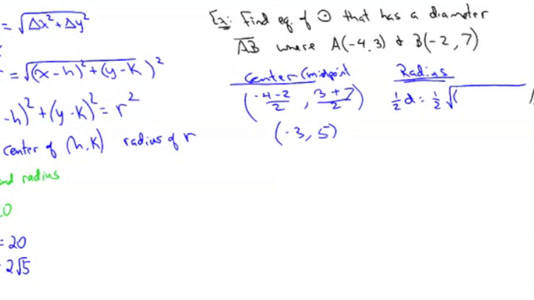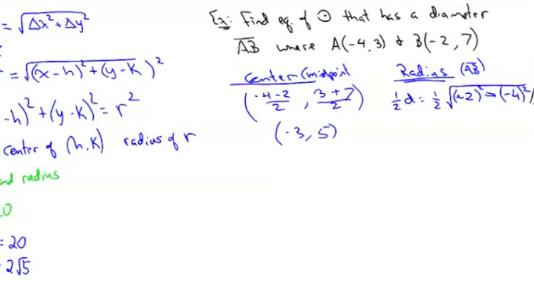What's the change in x? Between A and B, it would be -2. -4 minus -2 is negative to a positive. It's either -2 or +2, does it matter? No, because it's going to get squared eventually. Change in y: 3 minus 7 is -4. -4 or +4, it doesn't matter which one you write down.